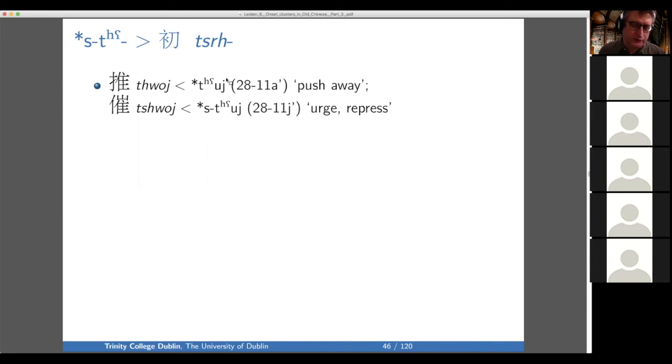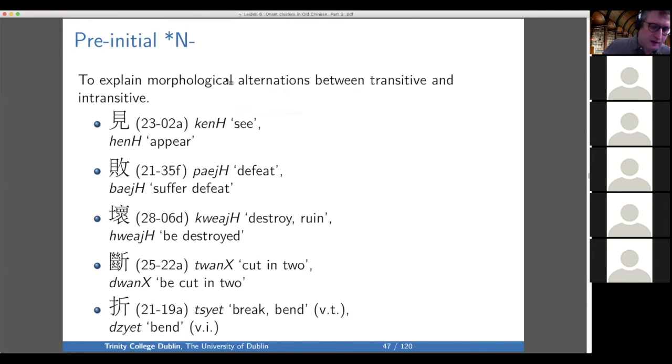so STH goes to tra. So here we have push away and urge. So tui and tsui. And then I would also say that if they only had one example of this, like ST changes to TS, then it would seem very ad hoc and very silly, right? But you see that there are a lot of these kinds of connections in different manners of articulation. So it seems like even if their particular phonetic solution is not right, definitely the phenomenon is real, yeah? Okay.